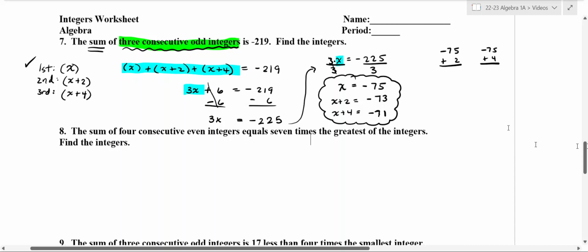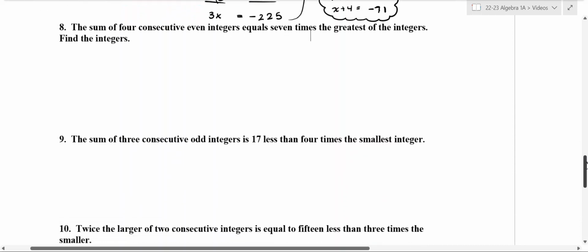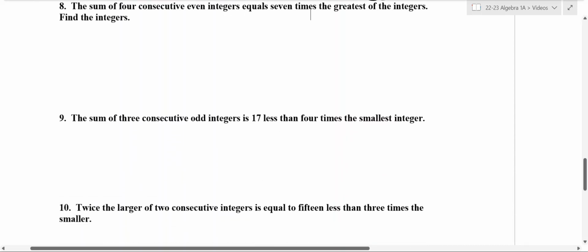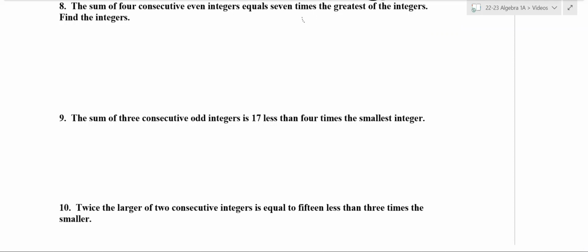All right, next example. I was going to say second, but it's the 8th one. The sum of 4 consecutive even integers equals 7 times the greatest of the integers.